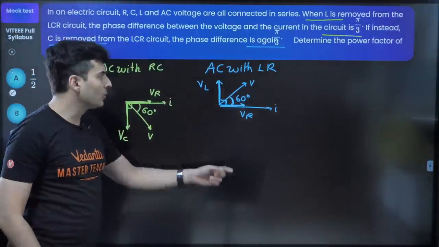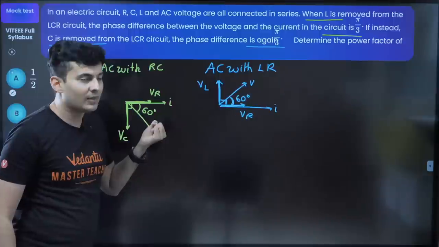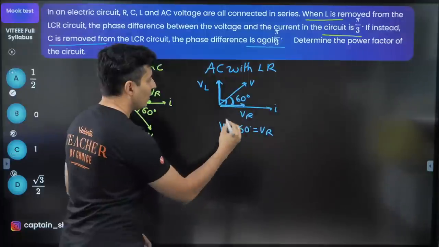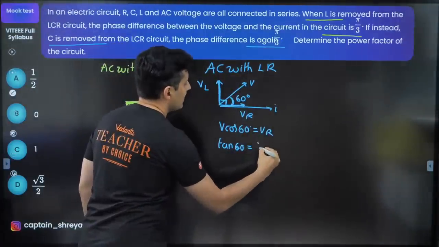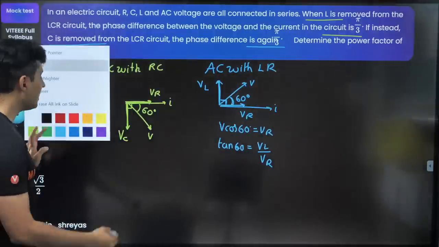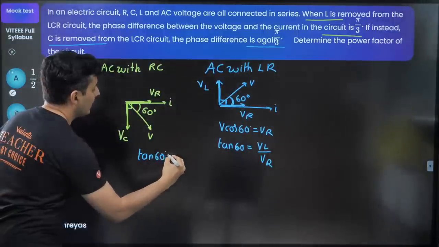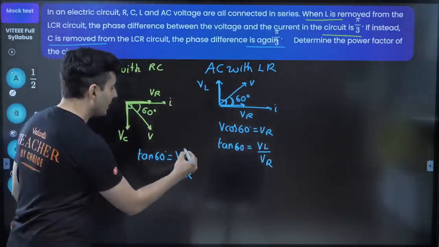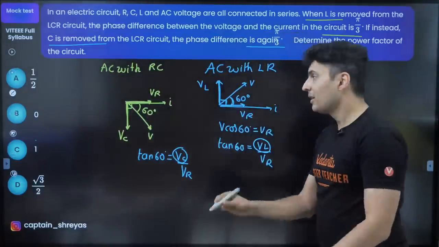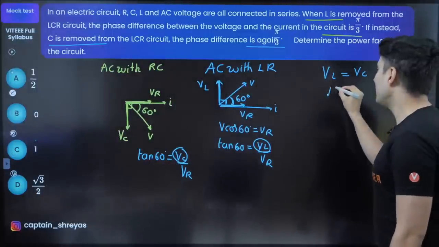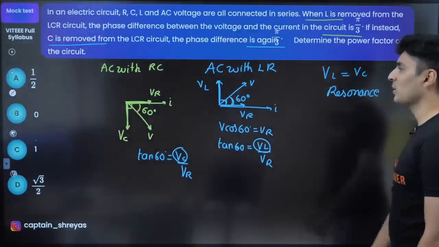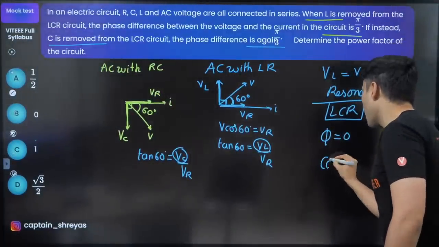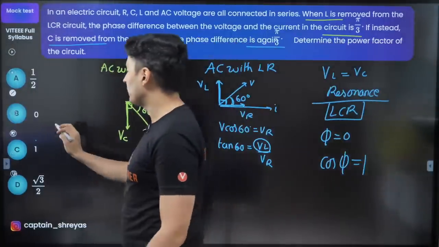Now, this clearly tells you, this is the same vector whose component is VR. So think about it, V cos 60 is equal to VR. Not just that, you can also see that tan 60 is VL by VR. Not just that, here also you can see tan 60 is VC by VR. From this, since tan 60 and tan 60 are equal over here and here, hence VC and VL both are equal. So VL equals VC, it is nothing but resonance. So in the LCR circuit, the phase difference is 0 and cos phi is nothing but 1. That is the power factor, which is option C.